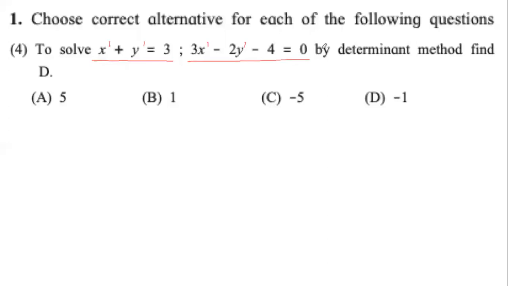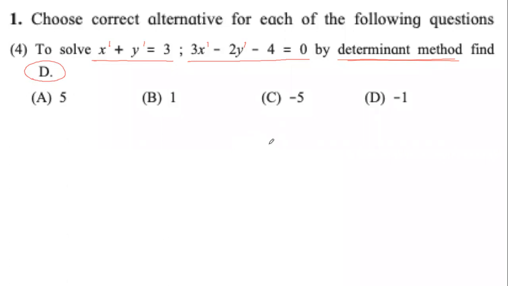Then it says by determinant method. So method is definitely decided. By determinant method, find D. Remember, in determinant method, we find 3 determinants: D, dx, and dy if the variables are x and y. So in this question, we just have to find out the value of first determinant, D.